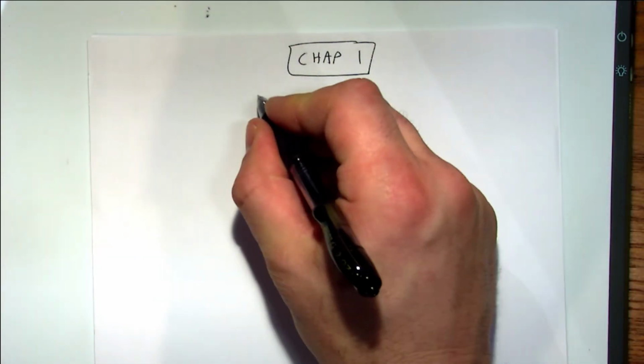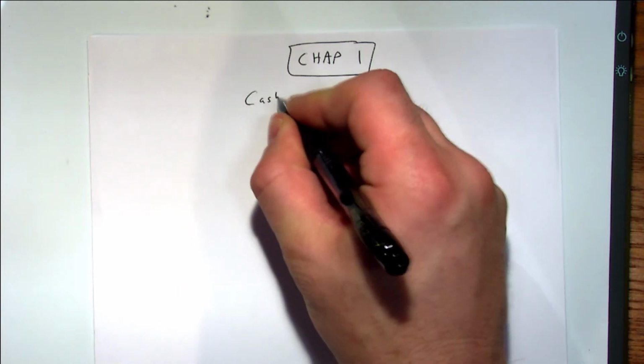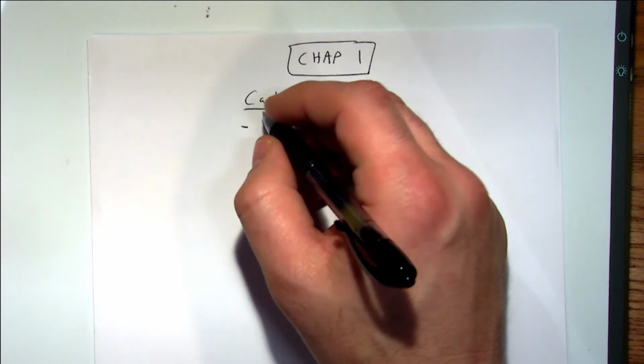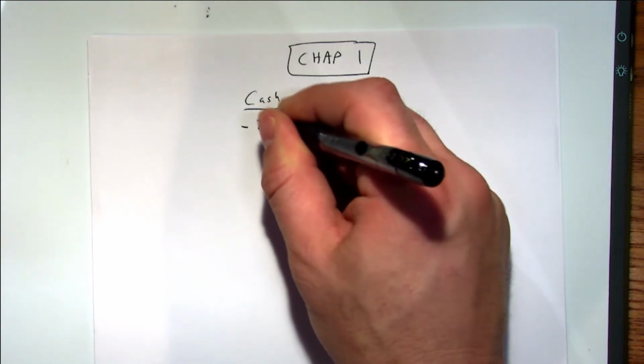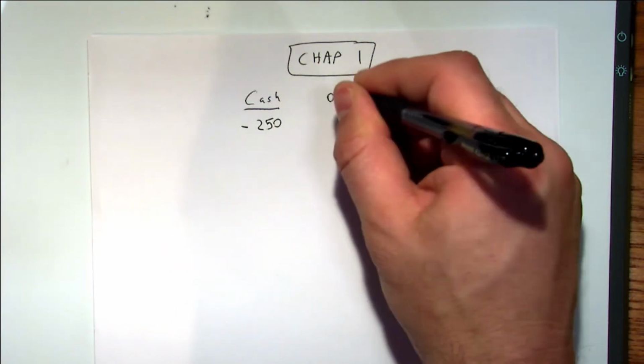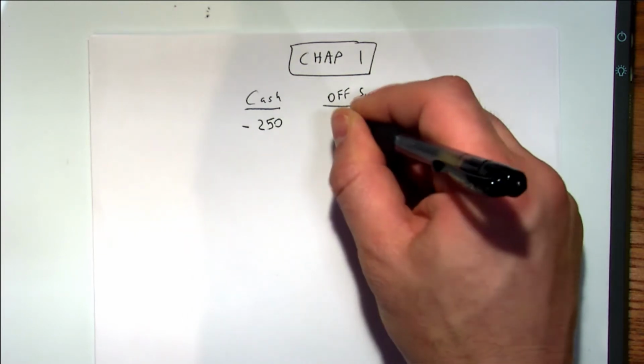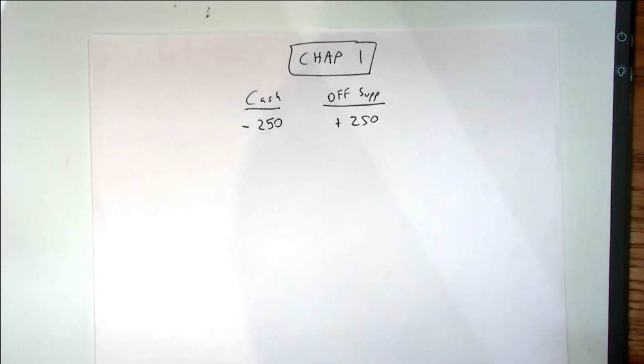Well, we would say cash goes down by 250, right? So minus 250. And office supplies goes up by 250. Is that correct? All right.